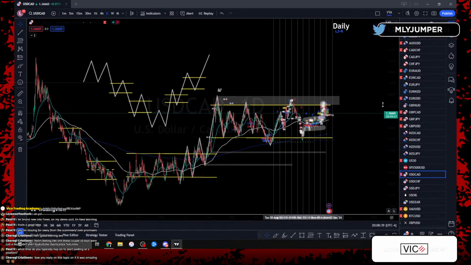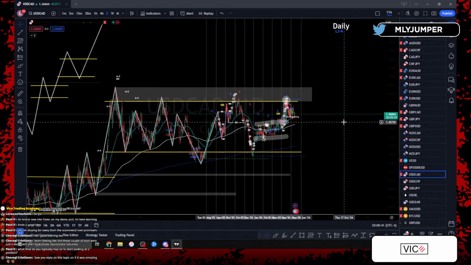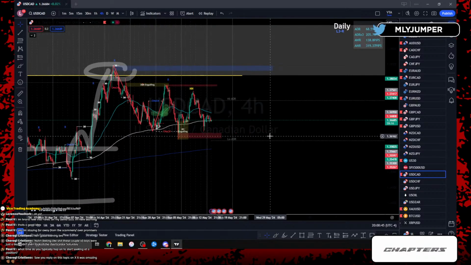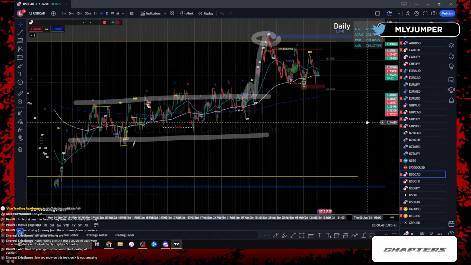USDCAD, we're in V2, top of consolidation. Again, not the best place to look for a trade. We have a week of no net. Again, price is still giving us nice higher highs and higher lows.